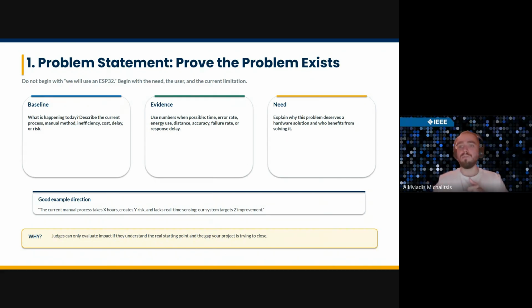And also, why do we really need your implementation? You should explain why this problem deserves a hardware solution and who benefits from solving it. So you should implement something that is meaningful for us, for all of us, not only for us, for all of the people.